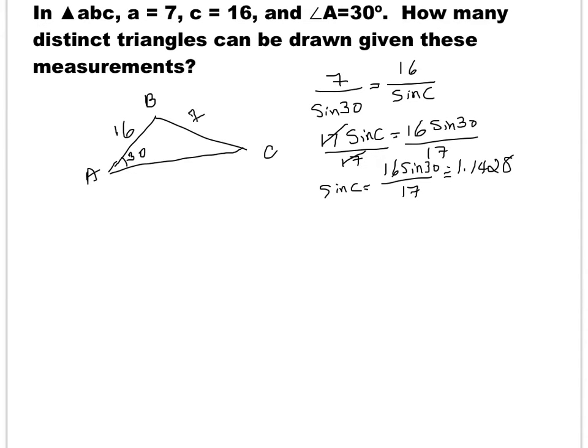Now, if you use your calculator, you will see that you get an error message because sine is never more than 1 or less than -1. Sine of any angle is between -1 and 1. And obviously this one is greater than 1. So this means that there is no triangle which you can draw with these measurements: side a to be 7, side c to be 16, and angle A to be 30 degrees.